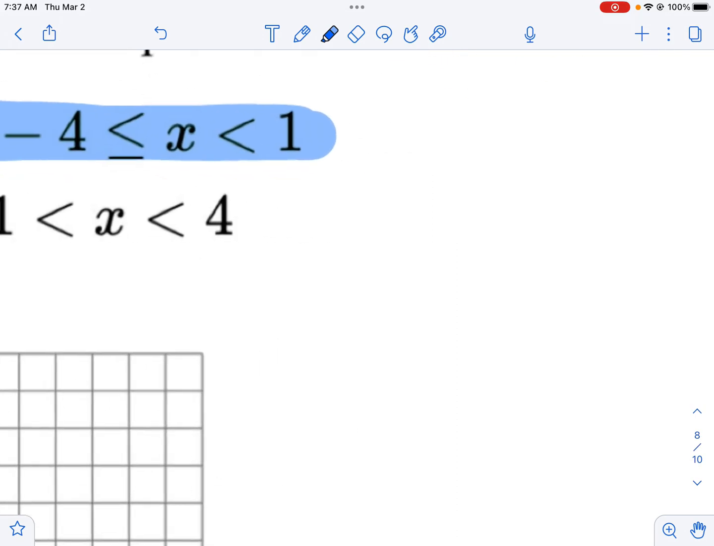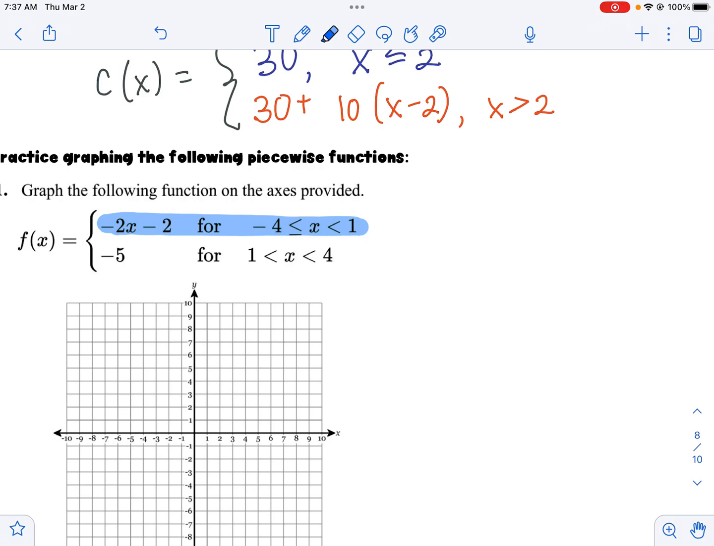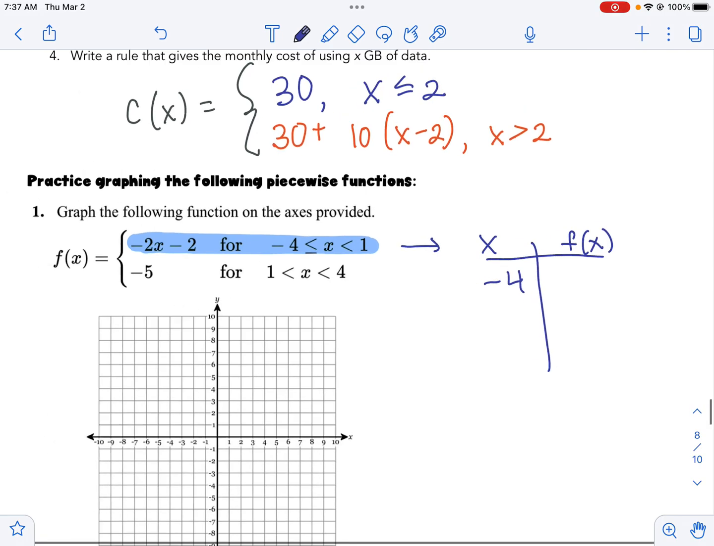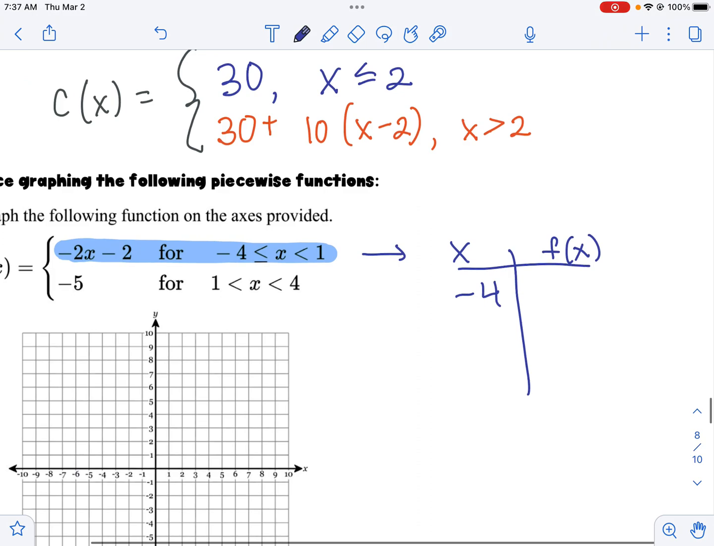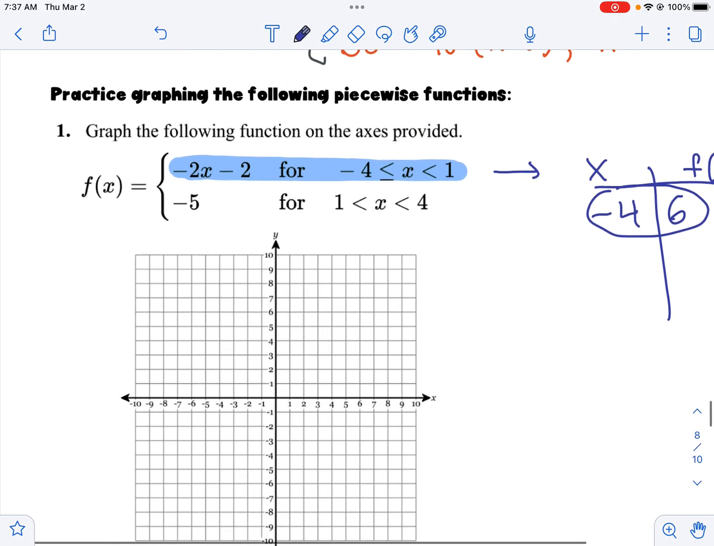Okay, so here it gives us on the interval, so the domain is -4 to 1. Let's just graph those 2 points. So I'll just make a little table for that one right there. So x is the input, f of x, or the y value is the output. Okay, so when it's -4, we're going to plug in -2 times -4 minus 2. Okay, so -2 times -4 is 8. 8 minus 2 is 6. Okay, so this will be one coordinate that we can graph. So at -4, go up to 6.